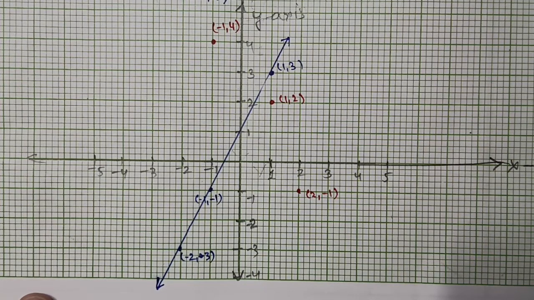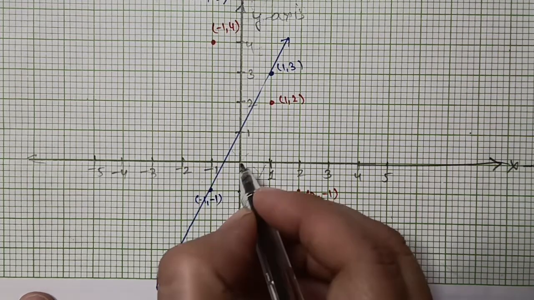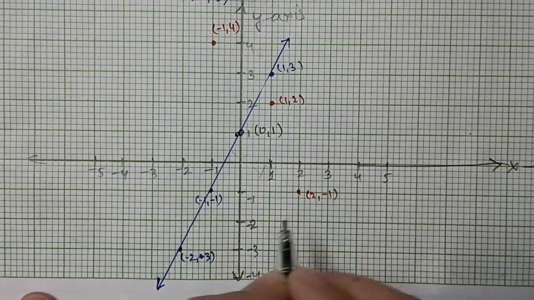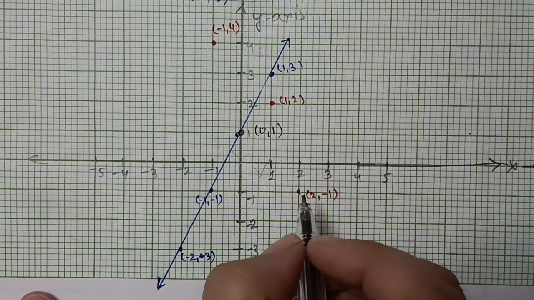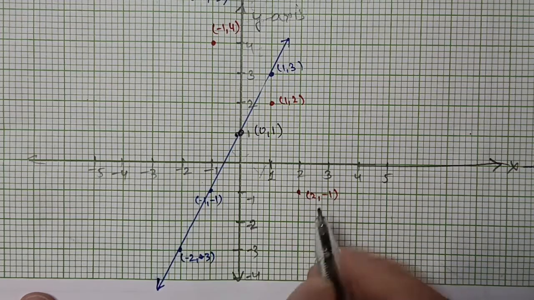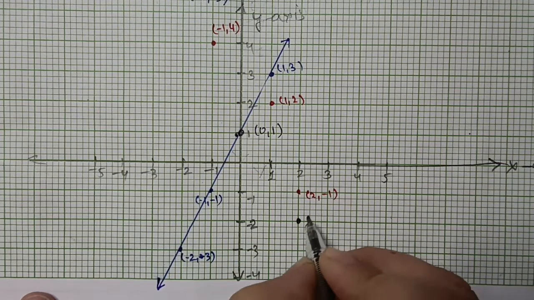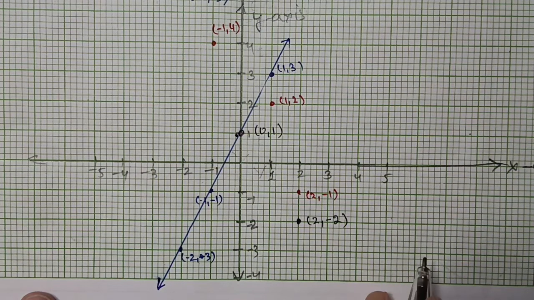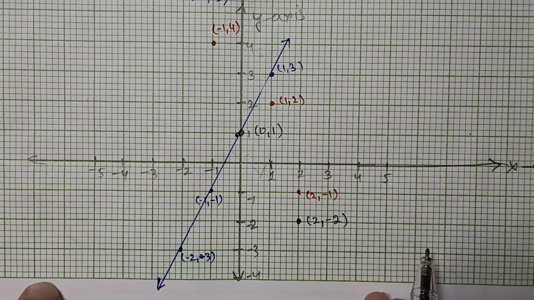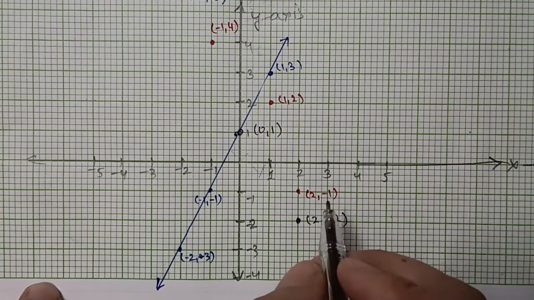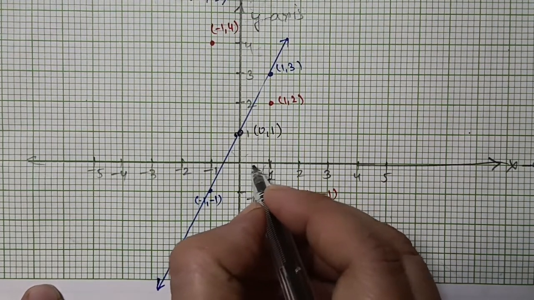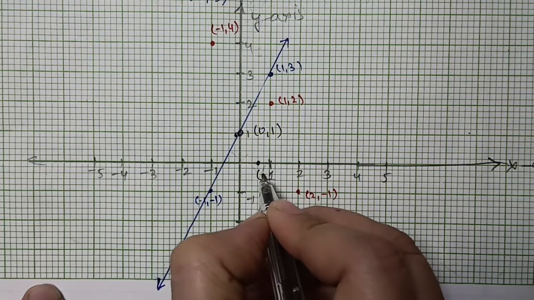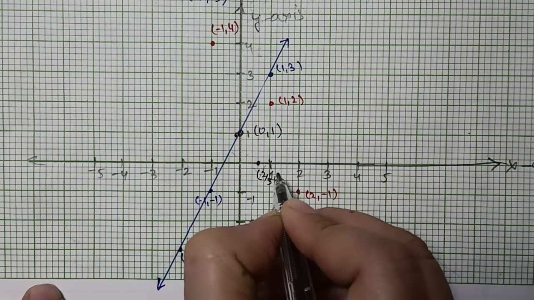First point we have 0, 1. This is our first point. Second point 2, minus 2. This is second point. Then third point we have 2 by 3, 0. 2 by 3 means 0.6. So 0.6, 3 small columns you can take, 0.6, 0. 2 by 3, 0.